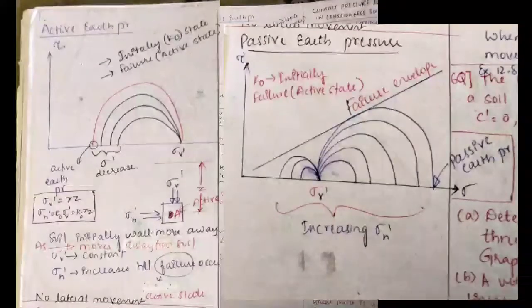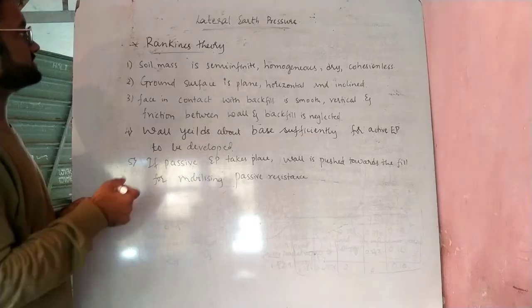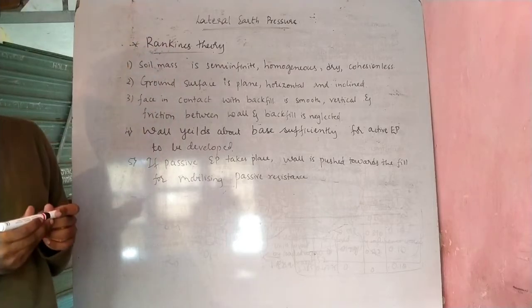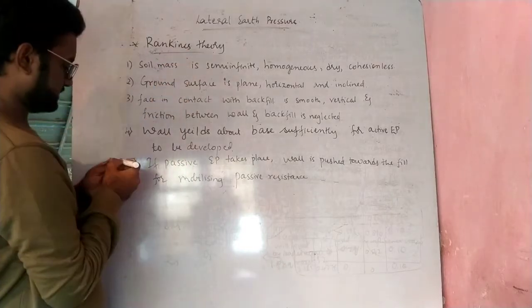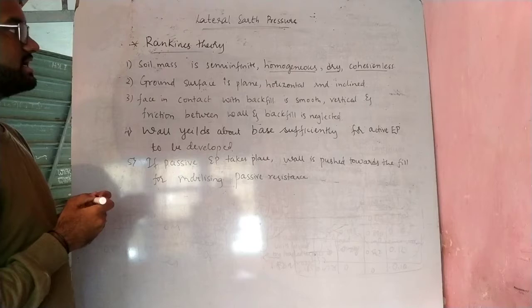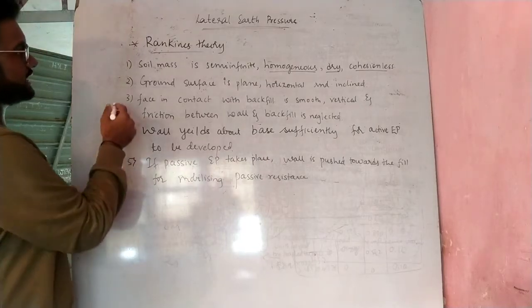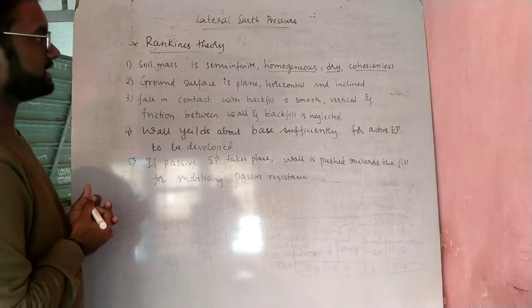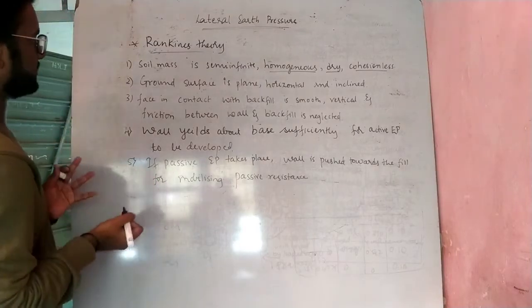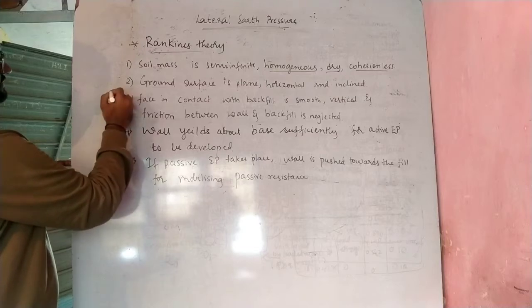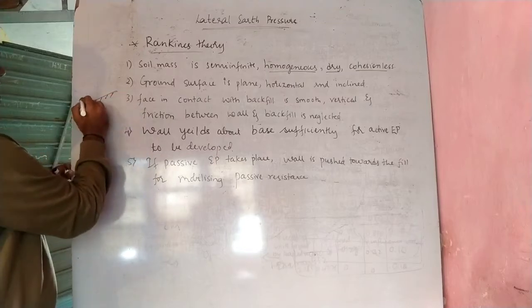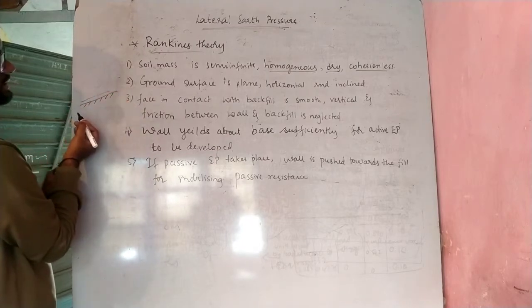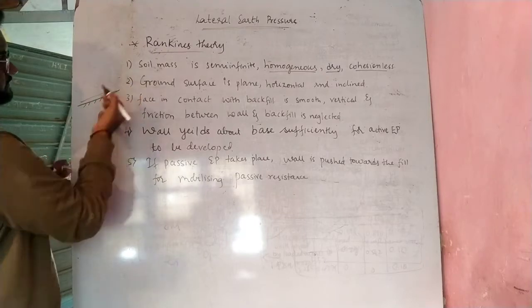So friends, this is a schematic representation of active earth pressure and passive earth pressure. Just go through it once. Let us discuss Rankine's theory, its applications, its limitations and all that. To begin with Rankine's theory, the soil mass is semi-infinite, homogeneous, dry and cohesionless. The second point says the ground surface is plane, horizontal or inclined. This is the plane surface, it is horizontal usually, and it is tilted, this is inclined.